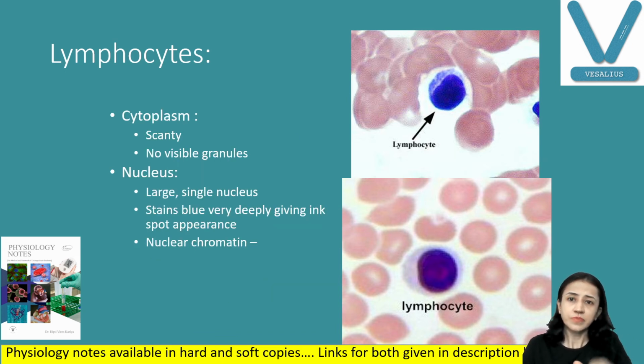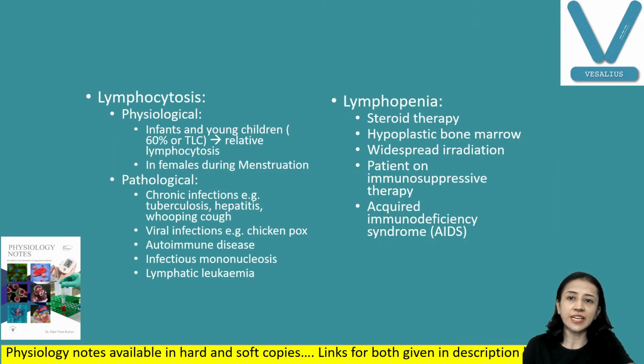Morphology: lymphocytes have scanty cytoplasm and no visible granules. The nucleus is large and single, and it is present in the center. It stains deeply blue, giving an ink spot appearance. The nuclear chromatin is coarsely clumped, and shapeless nuclear chromatin may be present. Okay, lymphocytosis is the condition in which the lymphocyte count increases.